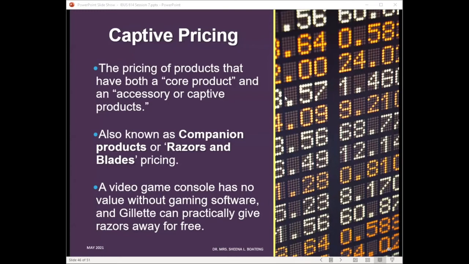So you get a core product, and then you need an accessory to be able to use that core product. Now, this accessory is also referred to as the captive product, because you get to purchase the core product once, but to keep on using the core product, you need to consistently purchase and repurchase the captive product or the accessory product. A typical example of companion products of this nature are razors and blades, which helped the Gillette razor blade brand to make their fortune.